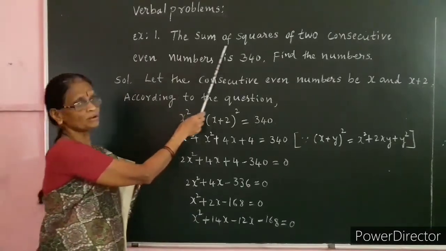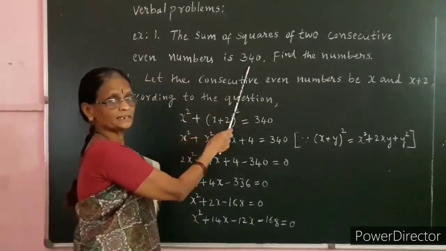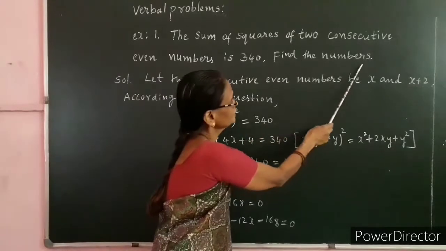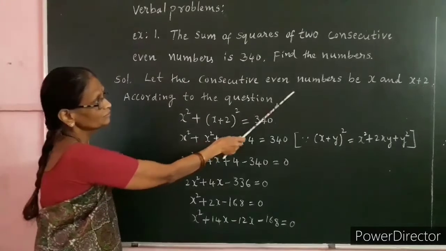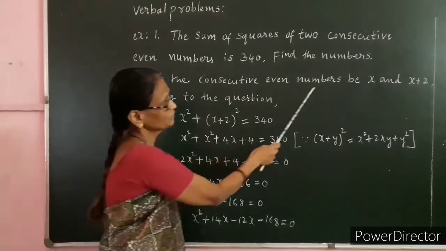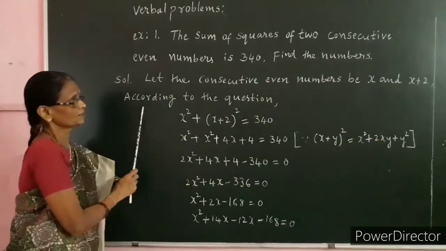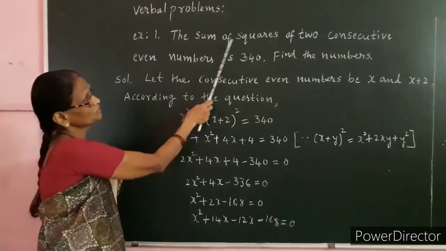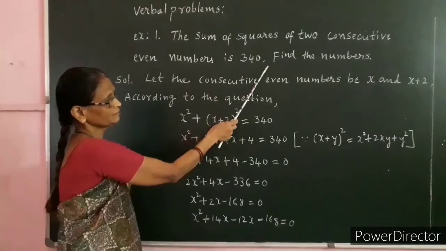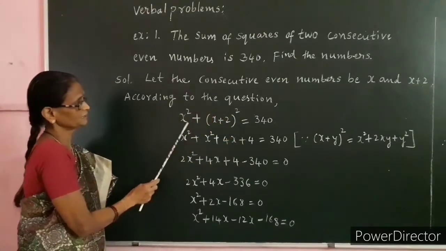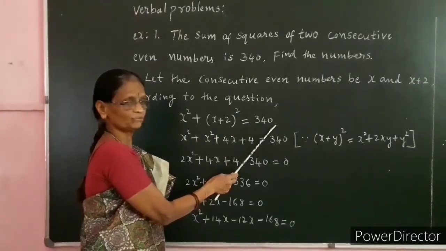Example 1: the sum of squares of 2 consecutive even numbers is 340. Find the numbers. Now, the unknown is what we take as the variable. Let the consecutive even numbers be x and x plus 2. Then, according to the question, the sum of squares of 2 consecutive even numbers is 340. So x square plus (x plus 2) whole square equal to 340.